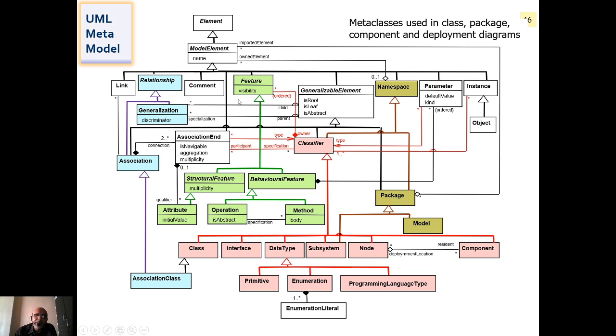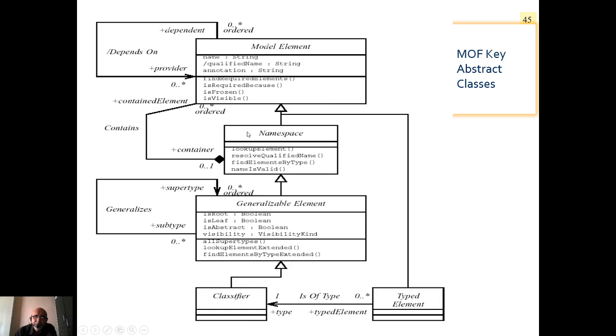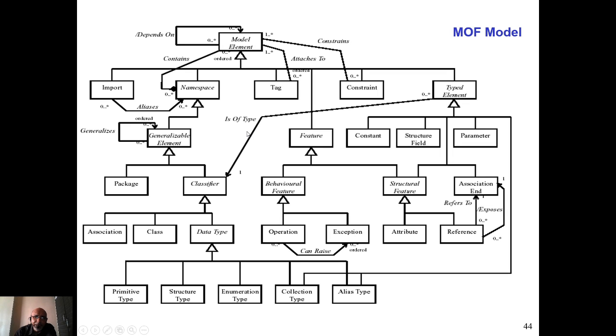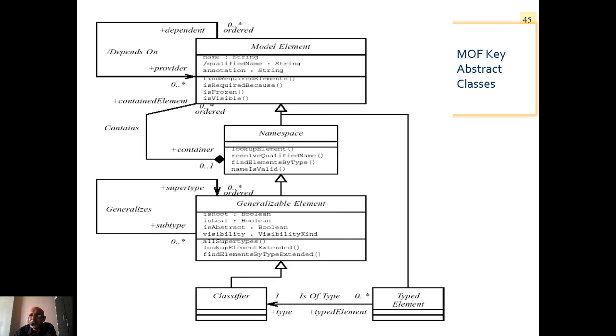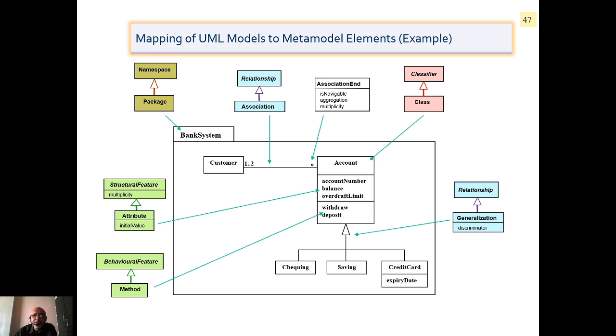And the UML meta model is extracted from MOF. Here also you will see the import mechanism. Model element was imported there, which had namespace. Generalizable element as package and classifiers. We have seen association, classes, data types, primitive, structure, enumerated, collection, alias, behavioral features and structural features. So the UML meta model is derived from the MOF model only, right? This is the crux that we can see.